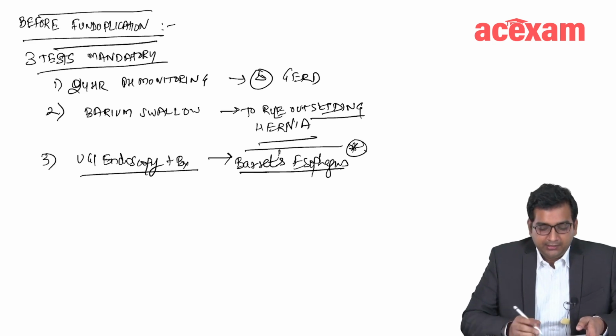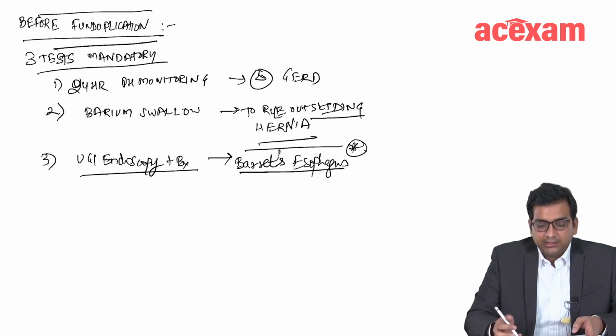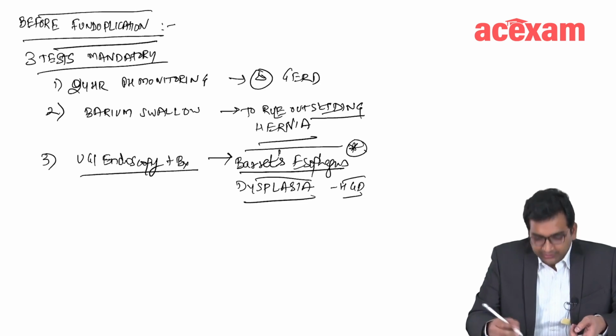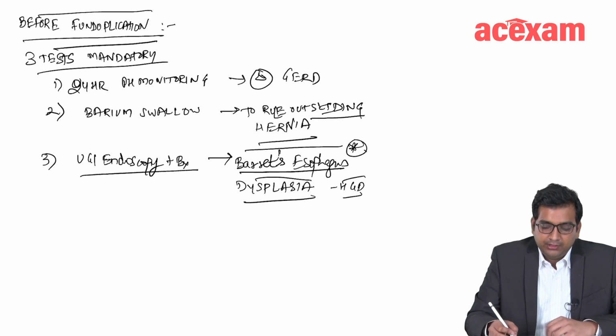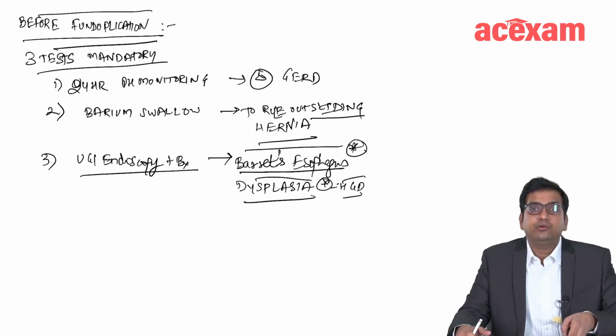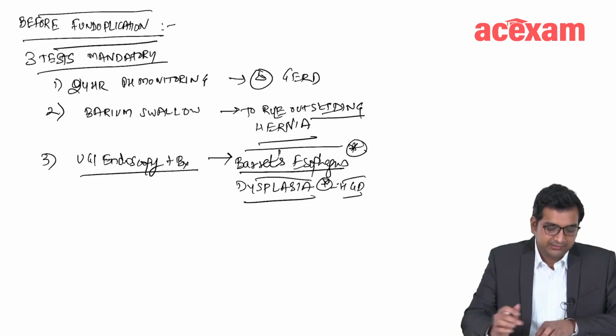Okay, and if there is associated Barrett's esophagus, then we'll take a biopsy to confirm this Barrett's esophagus, and we'll rule out presence of dysplasia. In case there is high grade dysplasia, patient might need esophagectomy. So we'll have to rule out dysplasias in Barrett's esophagus before going for fundoplication surgery.